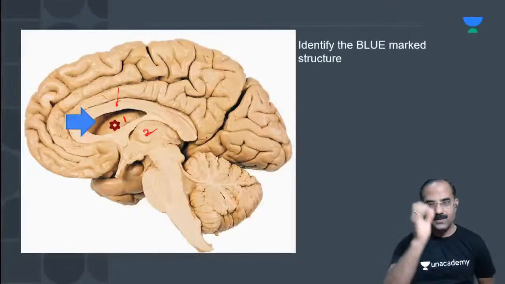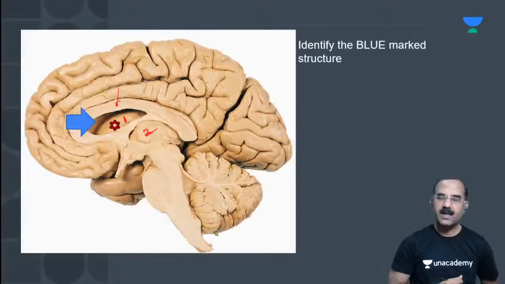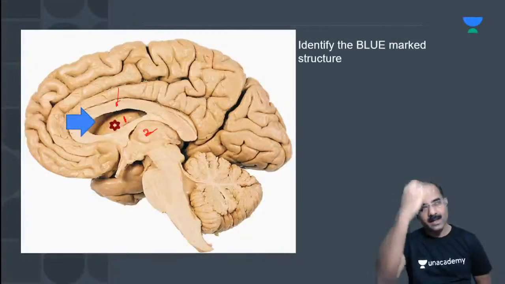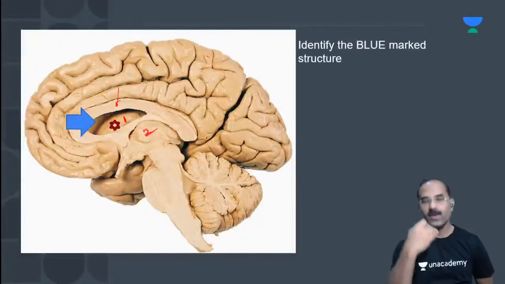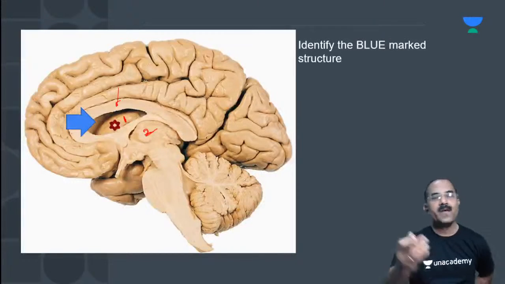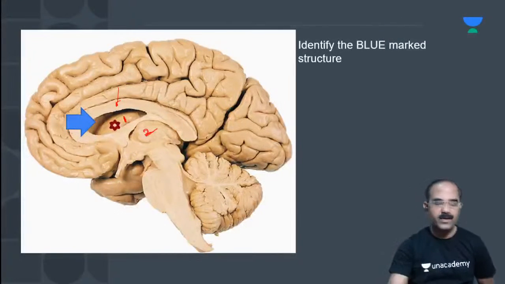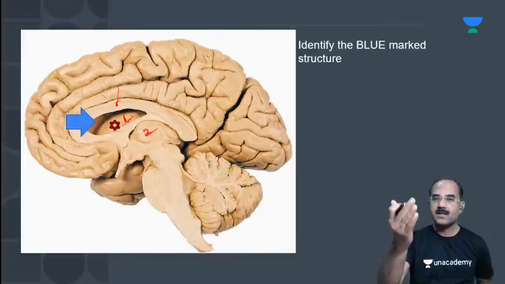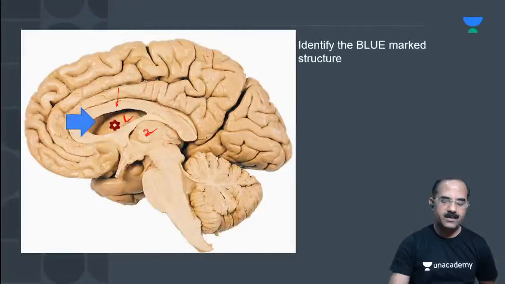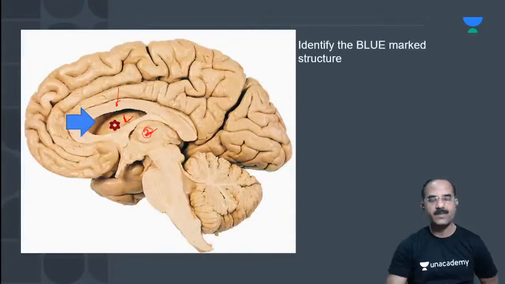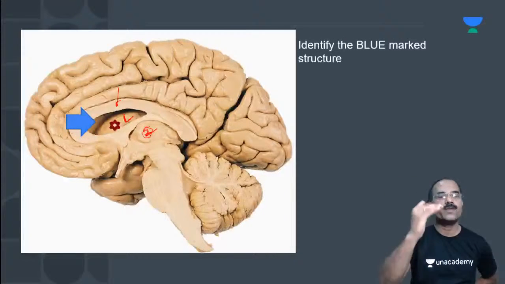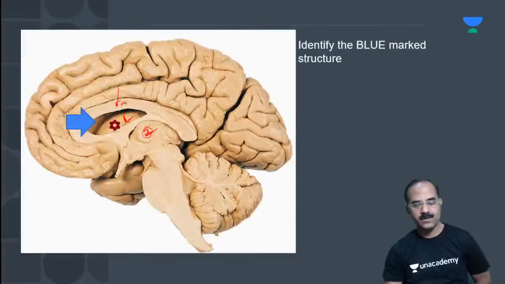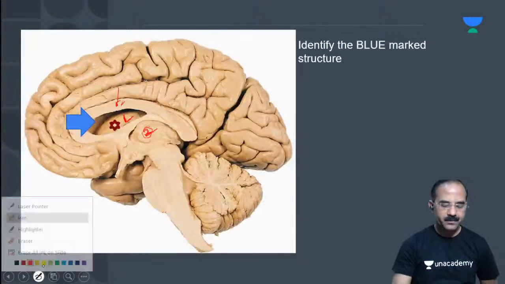And what is number 2? Thalamus, very good. So the caudate nucleus and the thalamus lie in the floor of the lateral ventricle, right? And how are they placed? The caudate nucleus is lateral and the thalamus is medial. So this becomes the floor of the lateral ventricle. The roof of the lateral ventricle is formed by the corpus callosum. Clear to all of you?